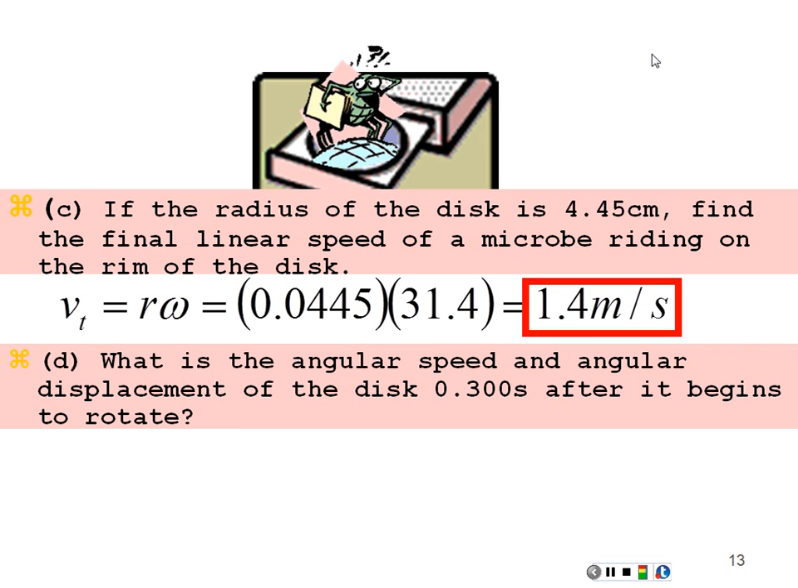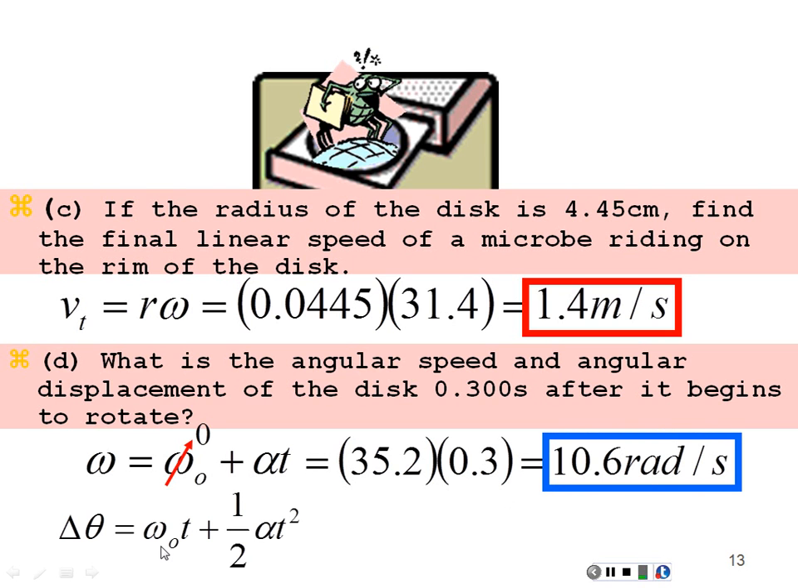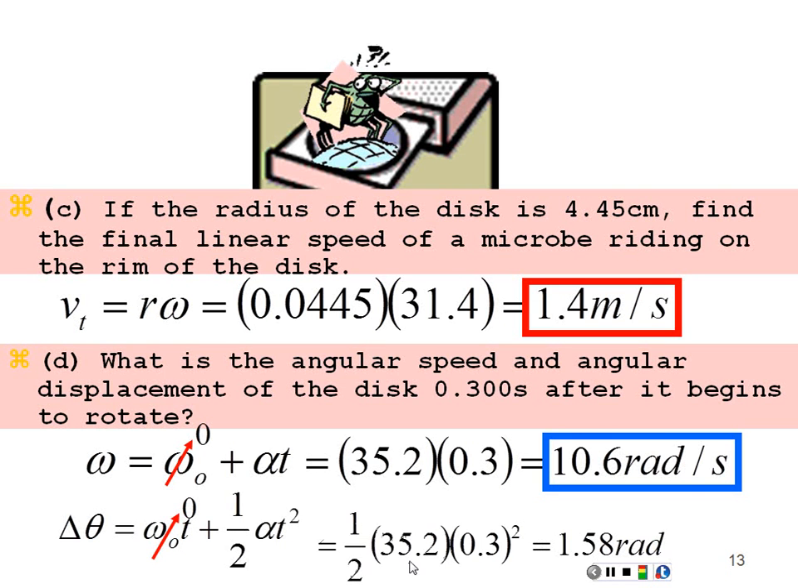What is the angular speed and the angular displacement of the disk 0.3 seconds after it begins to rotate? Angular speed is our initial angular speed plus alpha times t. We start from 0. That's 35.2 times 0.3 seconds, 10.6 radians per second. Our angular displacement, initial angular velocity is 0. 1/2 times 35.2, 0.3 seconds squared, 1.58 radians.